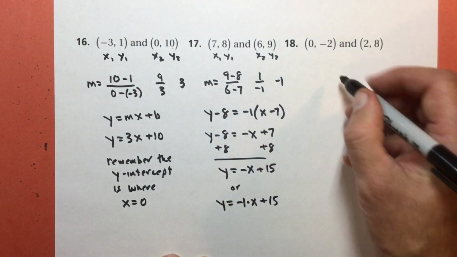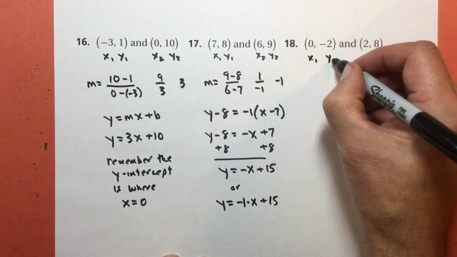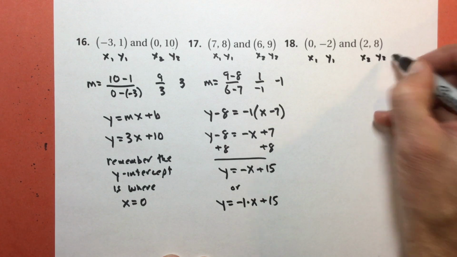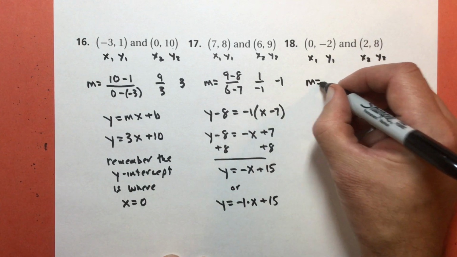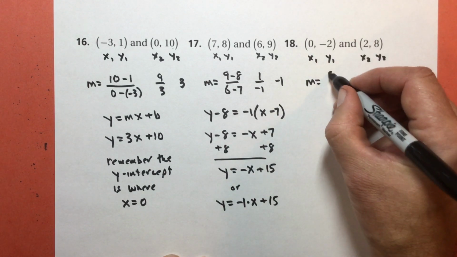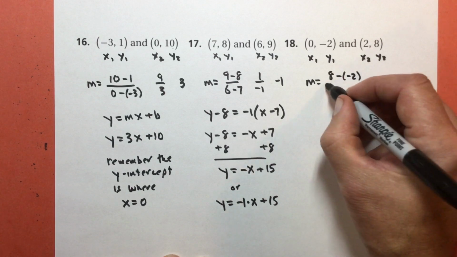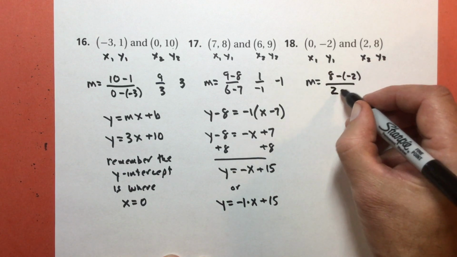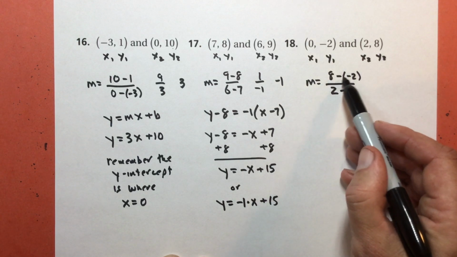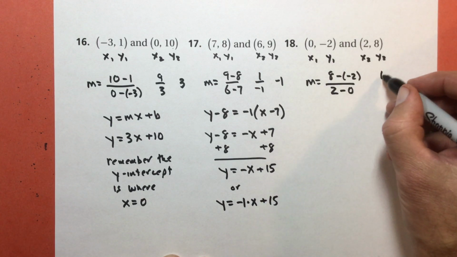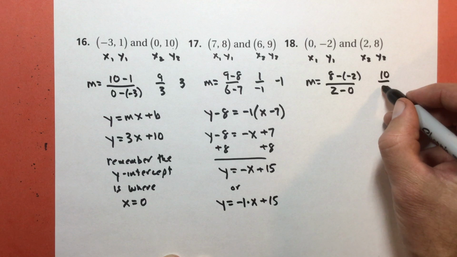Finally, number 18. Here's x1, here's y1, here's x2, here's y2. My slope is 8 subtract negative 2 divided by 2 subtract 0. 8 subtract negative 2 is 8 plus 2, which is 10. 2 subtract 0 is 2.